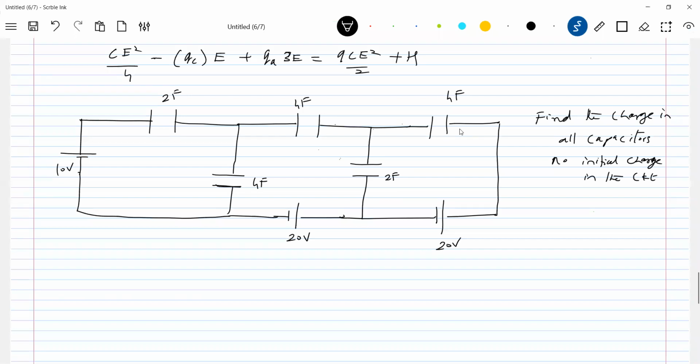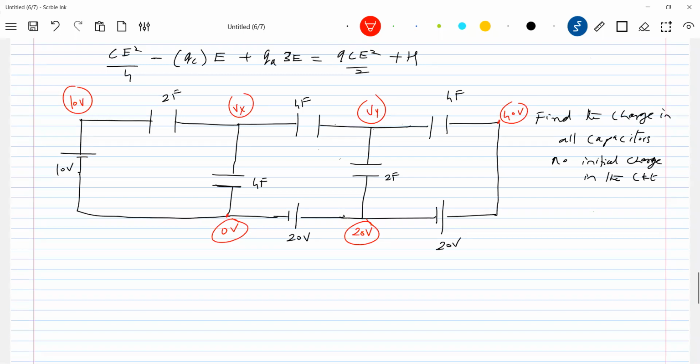So for zero potential, I'll start with this one. Let this be 0 volt. Then this should be 20 volt. If this is 20 volt, this should be 40 volt. Here we are assuming it, then this should be 10 volt. Then the potential of this be Vx, potential of this be Vy. Try to see once, all.